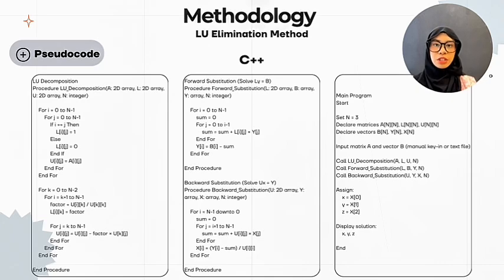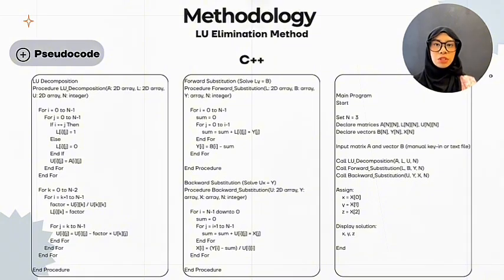Next, Gaussian elimination is applied. For each column, the elements below the pivot are eliminated using a multiplication factor. This factor is stored in the corresponding position of matrix L, while U is updated through row operations. As a result, the original matrix A is successfully factorized into L and U. Once the decomposition is completed, the system is solved in two stages. First, forward substitution is performed to solve the equation Ly equals B. In this step, each element of the intermediate vector y is computed using previously calculated values, taking advantage of the lower triangular structure of L.